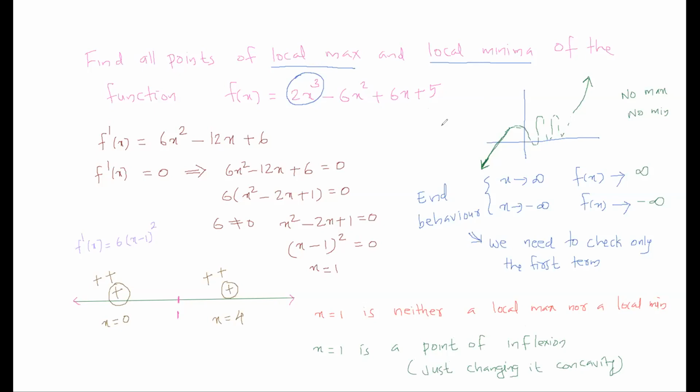So x is equal to 1. Here there is no sign change. That is, it is neither a local maximum nor a local minimum. This point is known as a point of inflection. Is it clear? Hello? Yes, sir. Okay. I will show you the graph of that function. Then that concept will be clear for you.